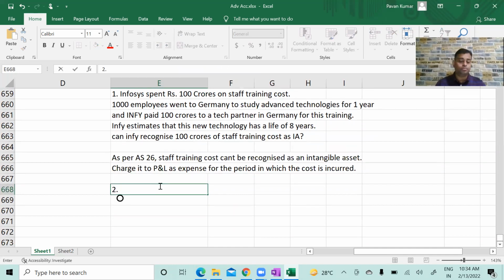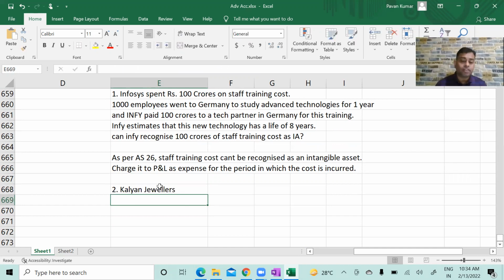Now case study 2. Sarah, you know Kalyan Jewelers? Yes, sir. Gold. Kalyan Jewelers, you know? Yes, sir. Who are the brand ambassadors of Kalyan Jewelers?